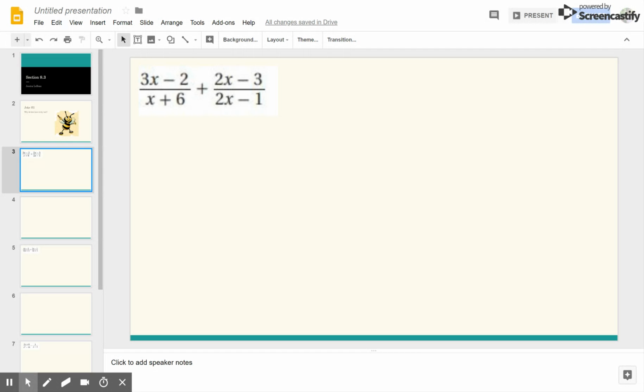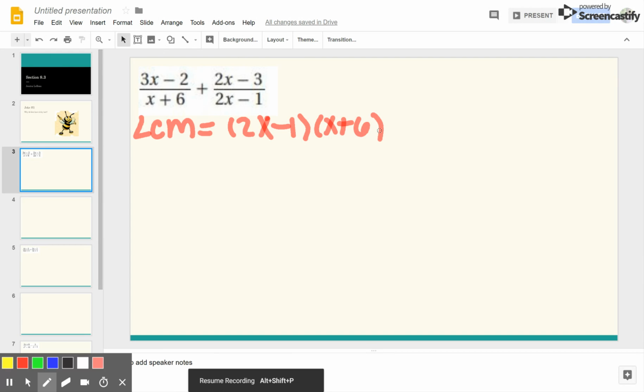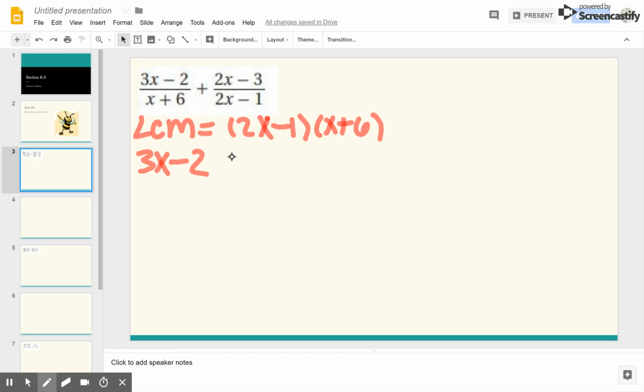Alright, so first we're going to start off with adding rational expressions. As this problem shows, the least common multiples are 2x minus 1 and x plus 3. So to make sure that we equal everything out and we can simplify everything at the end, we need to multiply the multiples by each other. So what that is, it's going to look like this.